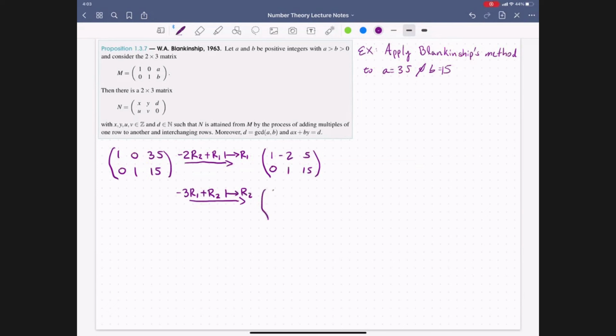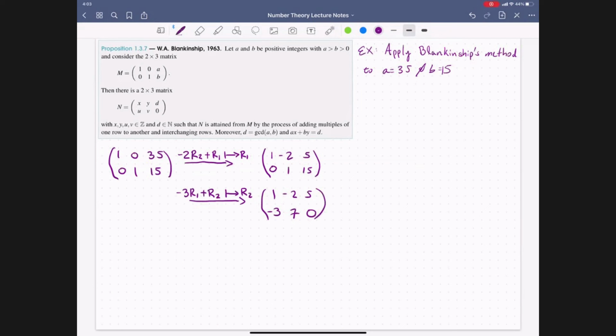So now row 1 stays the same, so 1, negative 2, 5. And then here, we will have negative 3, since we're multiplying negative 3 times 1. Then we're doing negative 3 times negative 2 for this one, so that's going to give us positive 6, and then adding it to the one below, we're going to have a 7. And then negative 3 times 5, which is what we wanted, 15 minus 15, 0.